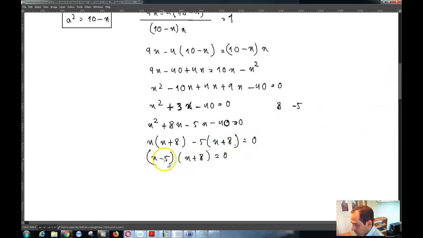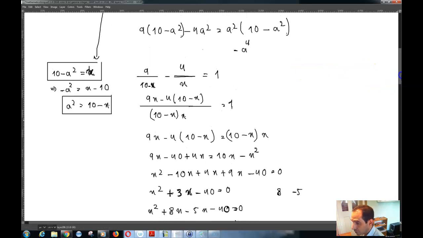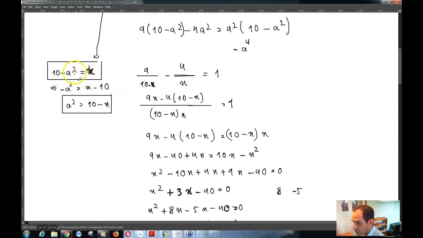And what that means is that either x minus 5 is equal to 0 or x plus 8 is equal to 0. So that gives me x is equal to 5, or x is equal to negative 8. Now, whether you accept both of these answers or reject one of them depends on what you have done here. Basically over here we have said that x is equal to 10 minus a squared.